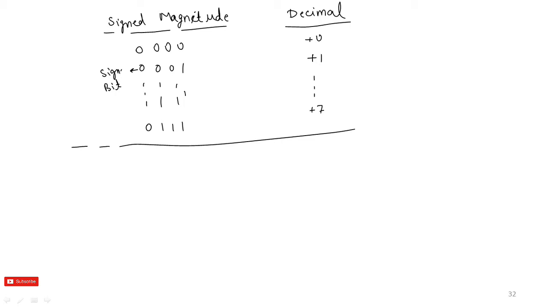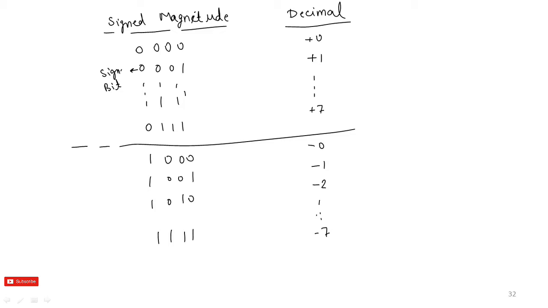Now for negative, -0, simple, you can represent 1. -1, so 1. This MSB 1 means negative number, and -7 is 1 1 1 1, okay.